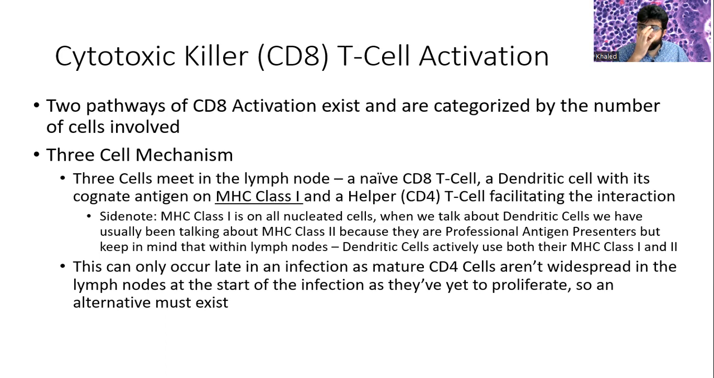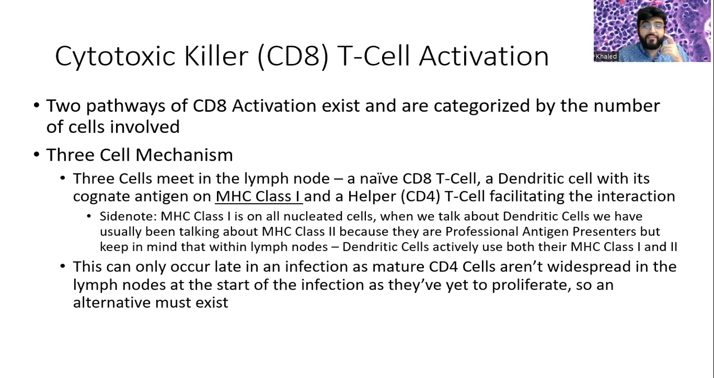So yes, it can act as a cytokine factory in the systemic circulation and whatnot, but also within the lymph node, it can facilitate CD8 maturation or activation, rather. Not maturation. We already did maturation. Activation. Okay. So what's the deal with this, though? To have this 3-cell mechanism, why is it a bigger deal? And why is it, I mentioned it, why is it later?